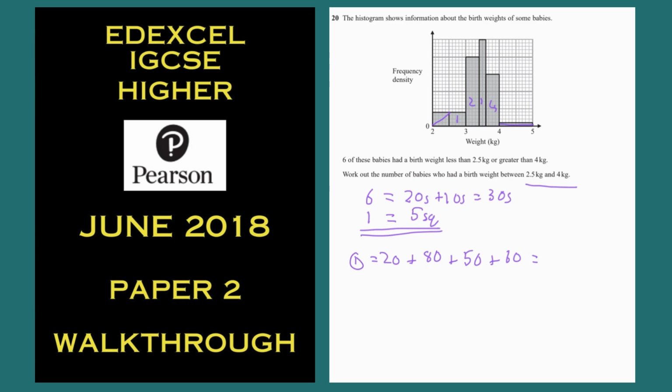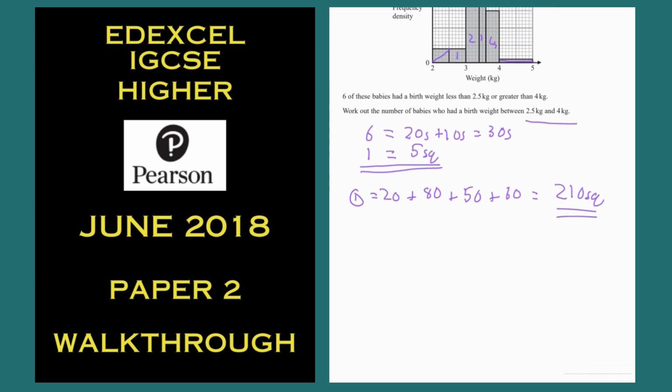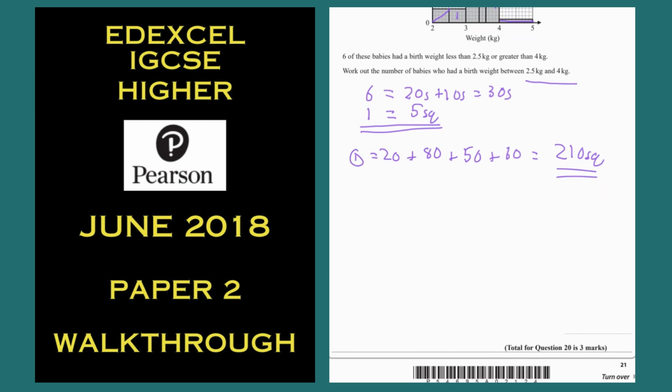So the middle bars have a total of 212 squares. Well, we know that 5 squares represents a baby, so we take the 210 and divide it by 5, and 42 is your bang on answer.